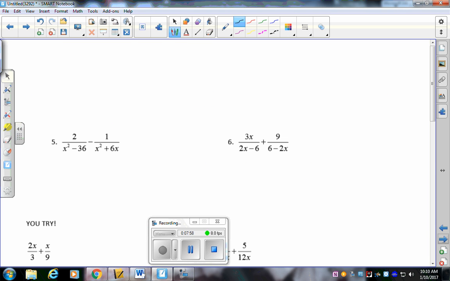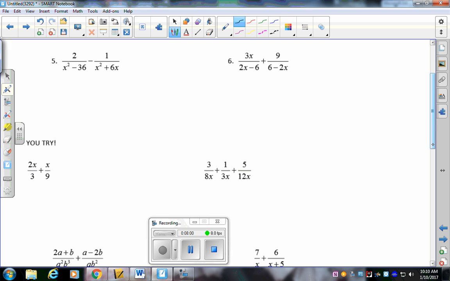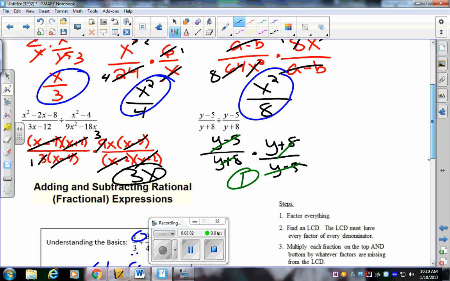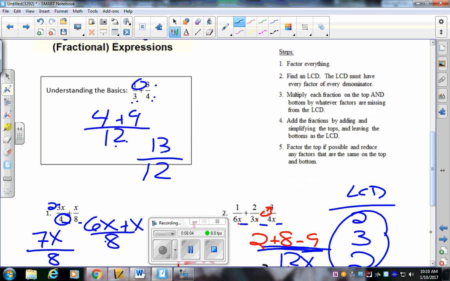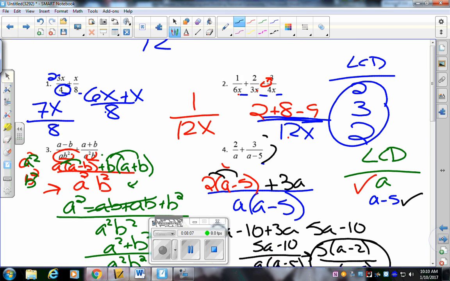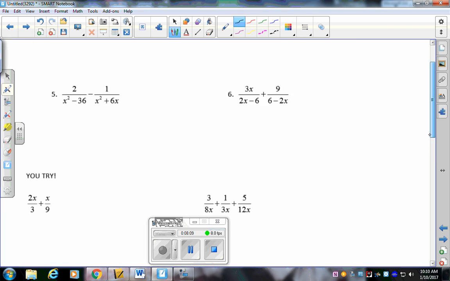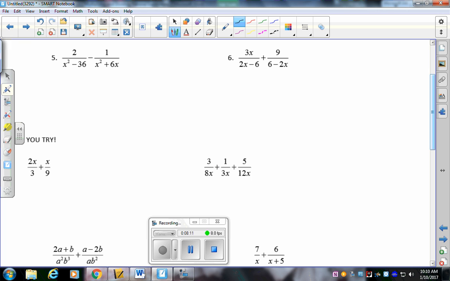All right, let's take a look at the next two. Now, in all of my previous denominators, I didn't have to factor. Everything was already factored for us because we were just kind of working into it. But notice here I need to factor those denominators. That's okay.